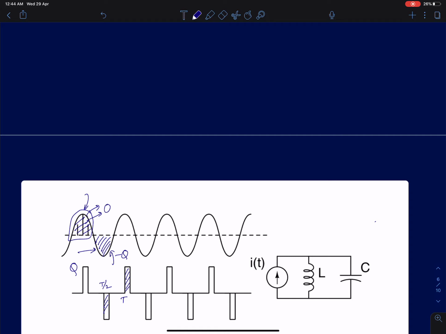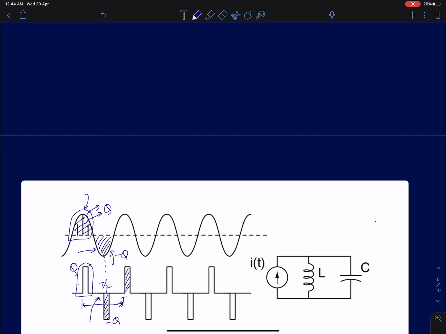This area, let's say it's Q under this positive half cycle, I'll model it by a very narrow pulse Q. And then I'll lump all the charge in the negative half cycle and model it as a very narrow pulse with a charge minus Q. Now the time period is the same, 0 to T, but the only difference is that at one half of the cycle you are going to deliver a negative charge of value minus Q. Now, how do we analyze this?